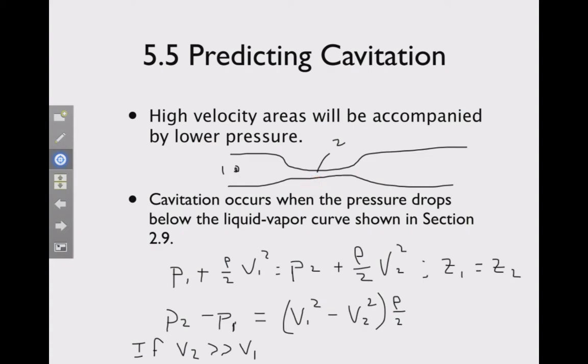If that's much greater than V1, then what we have is that P2 has to be much, much less than P1, because if V2 is greater than V1, notice the squares too, so this is going to go up quite fast. So as V2 gets much, much greater than V1, this is a negative quantity, and in order for this to be negative on the left-hand side, P1 has to be much, much greater than P2. So we can see this is a direct application of Bernoulli's equation.